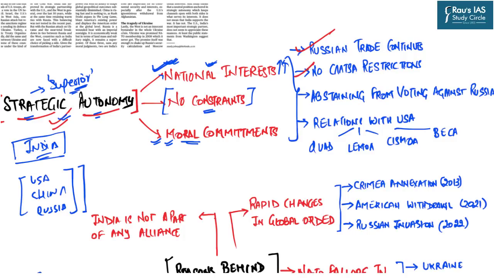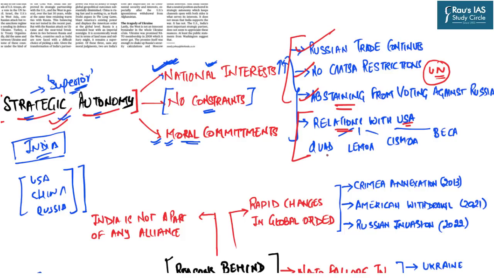India has evaded the CAATSA restrictions also, and further, India has abstained from voting against Russia in the United Nations as well as their subsidiary organizations. So, on one hand, India has maintained a considerable difference going against Russia. And on the other hand, India has also been successful to establish and strengthen the relations with USA.